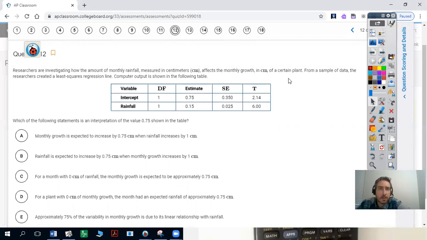Researchers are investigating how the amount of monthly rainfall measured in centimeters affects the monthly growth in centimeters of a certain plant. For a sample set of data, the researchers created a least squares regression line. Computer output is shown in the following table. Ignore that. There's your A, and there's your B. All right, which of the following statements is an interpretation of the value 0.75?